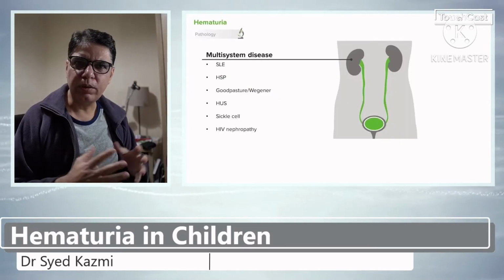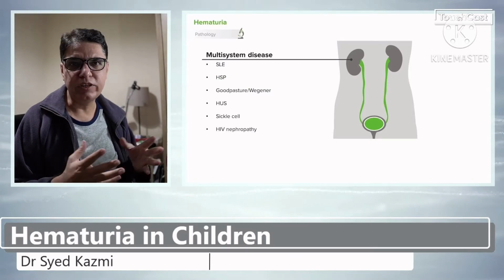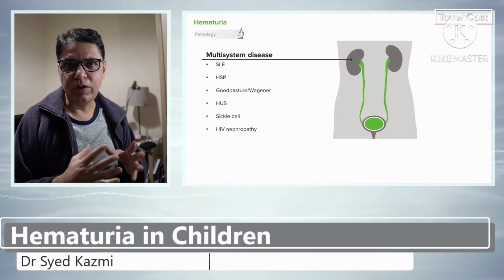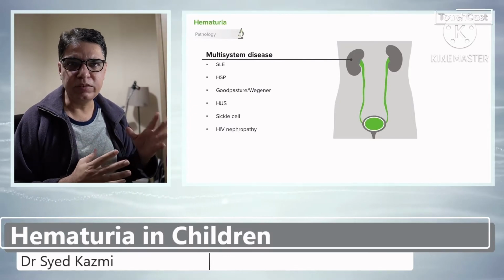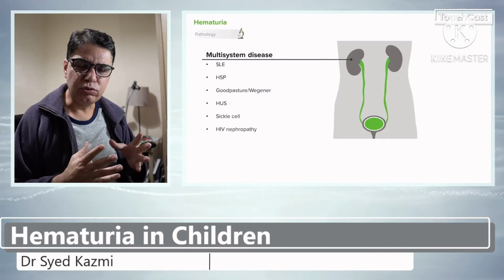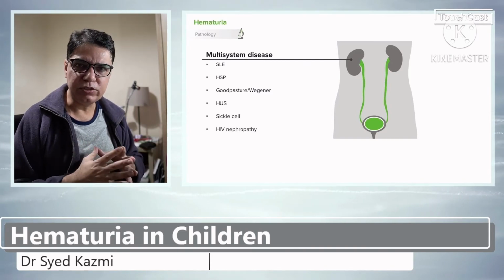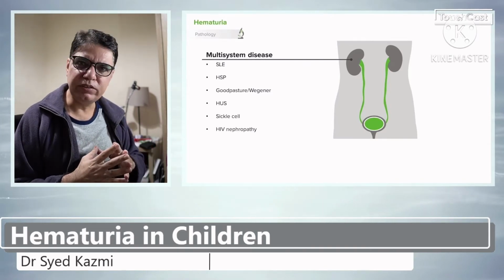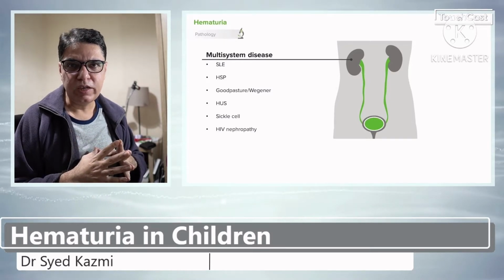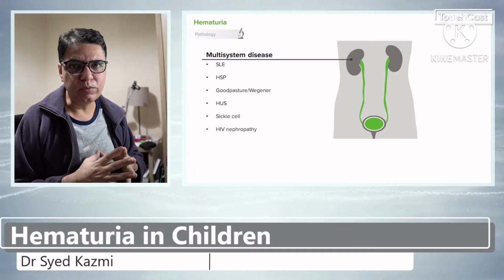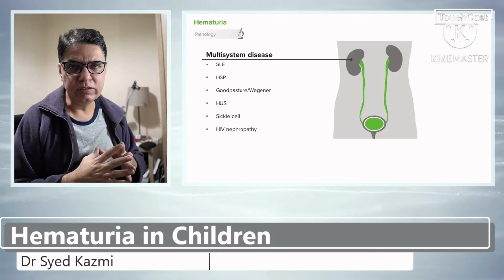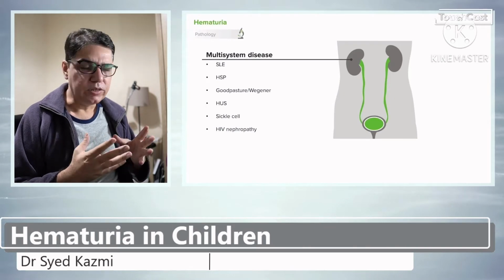Now let's talk about the pathophysiology or the pathogenesis of hematuria in children. In other words, we will try to find out what are the reasons that can cause presence of blood in a child's urine. Now let's talk through what we call multi-system disorders. Multi-system diseases or disorders are usually autoimmune disorders in which multiple organs are involved, and kidneys are one of the organs that can be involved in these multiple system diseases.